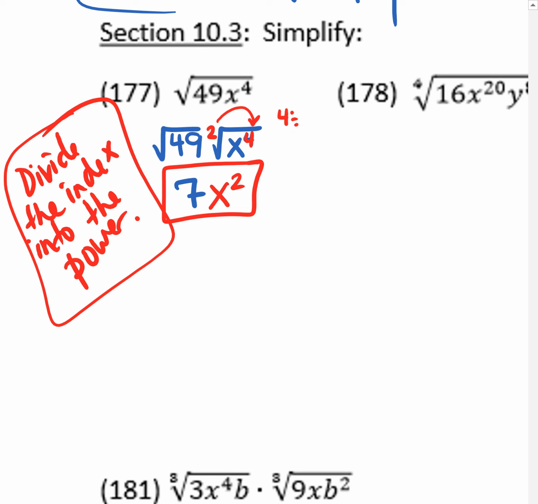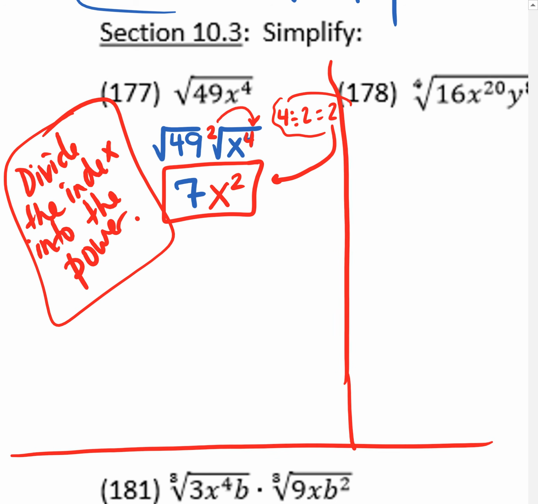4 divided by 2 is 2. Man, that's really it. And I remember before, in this section we were really worried about absolute values, like, would this be 7 absolute value x squared or not? But I think later on they said, you know how we worried about absolute values a lot? Don't worry about them anymore.